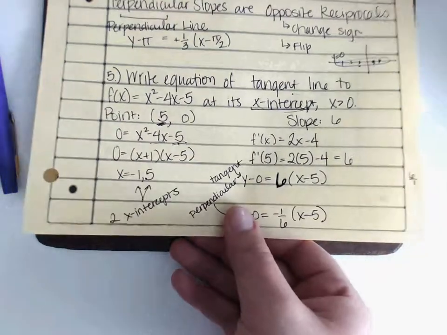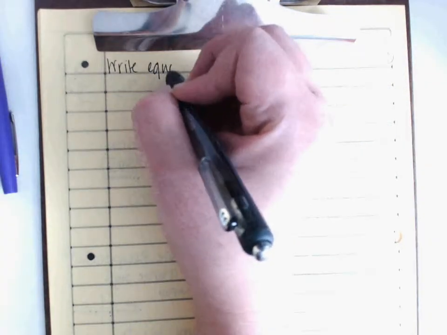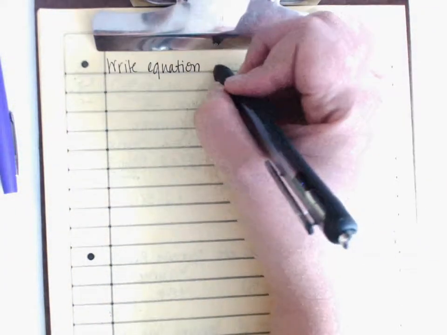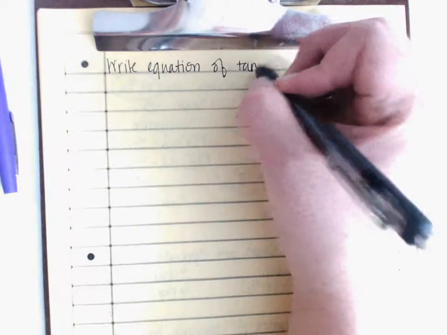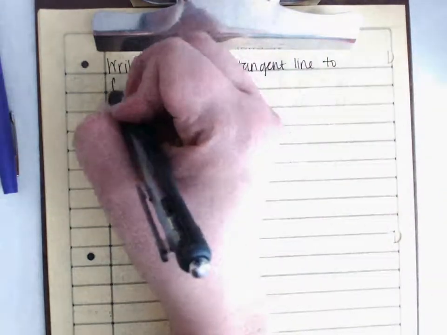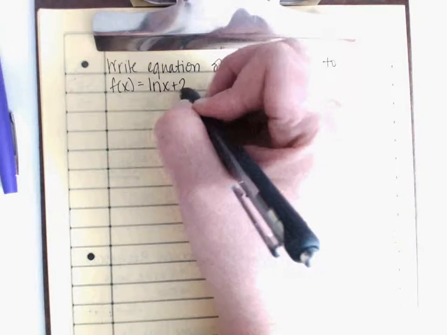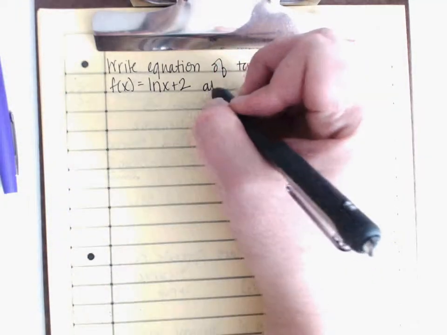Two more left. Promise. Two more. Really, I have more examples than that, but I don't want to make your video too long for you to watch. Okay, so next one. You are going to write the equation of the tangent line to f of x equals ln x plus 2 at its x-intercept.